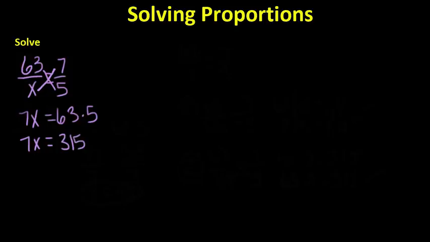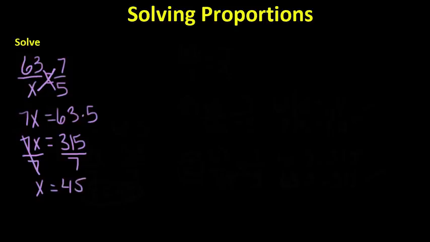We want to get x by itself. X is being multiplied by 7, so we want to divide by 7 to cancel it out. Whatever you do to one side, you must do to the other, giving us x as 45.